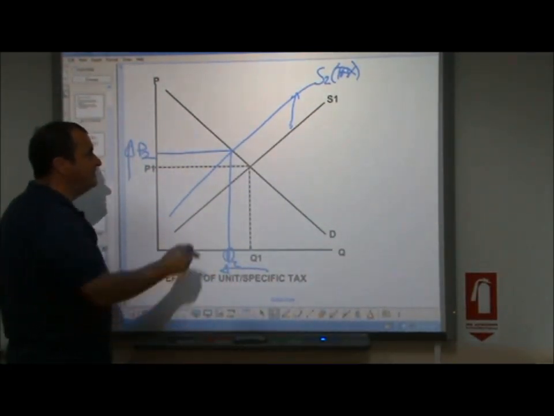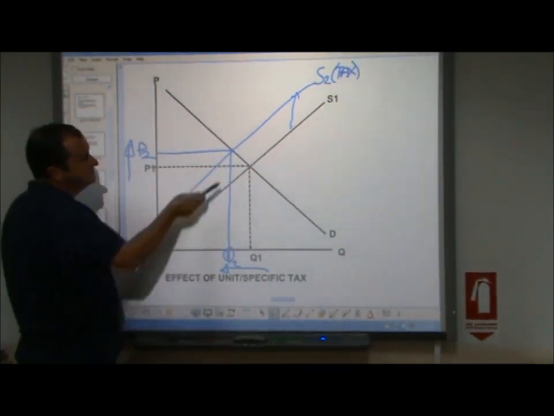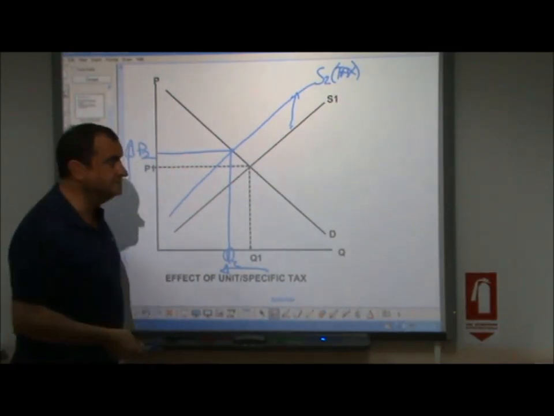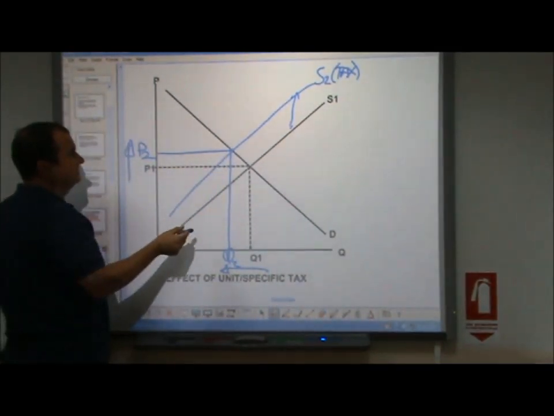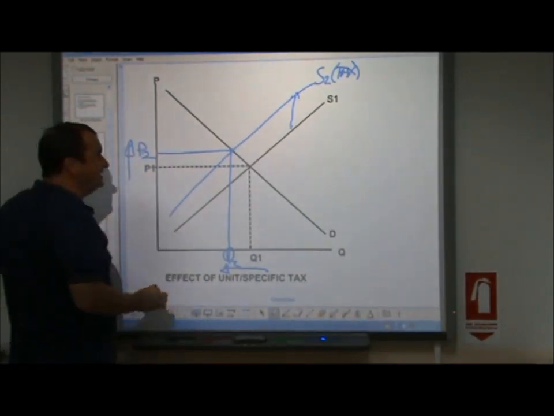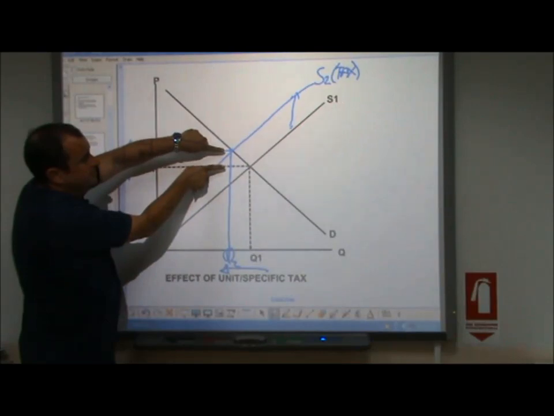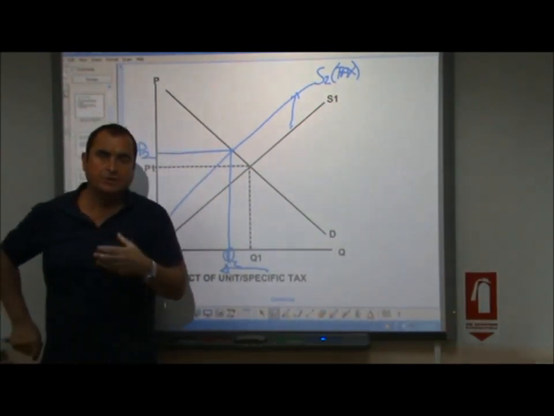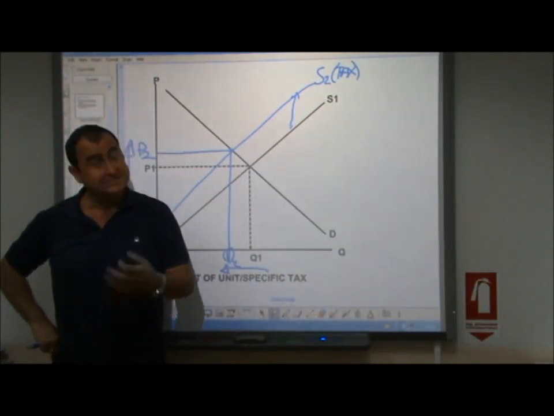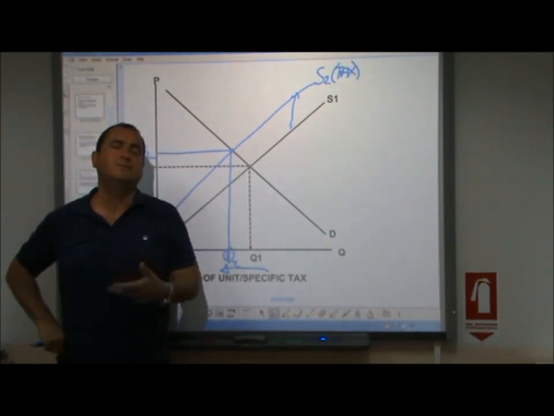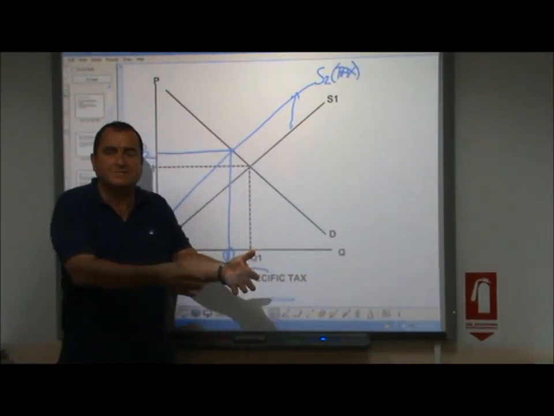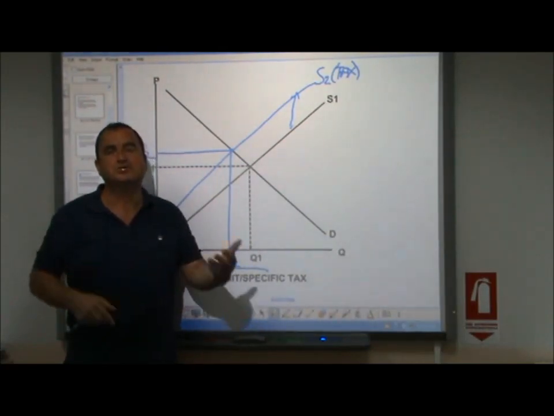But look, at that new equilibrium point, the vertical distance between the supply curves, which is the tax, is more than the rise in the price. So clearly, not all of the tax is being passed on to the consumers as a price rise. Some of the tax is still being paid by the producer. They have not been able to throw all of the burden of the tax over to the consumers as a price rise.